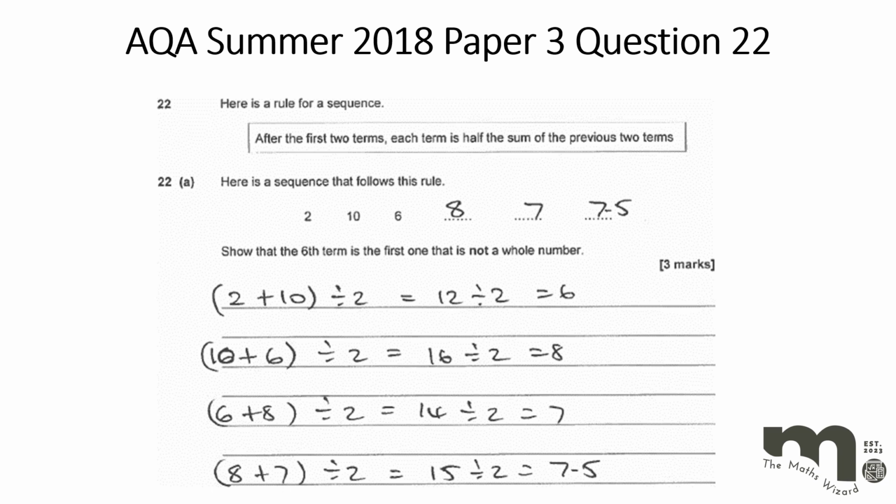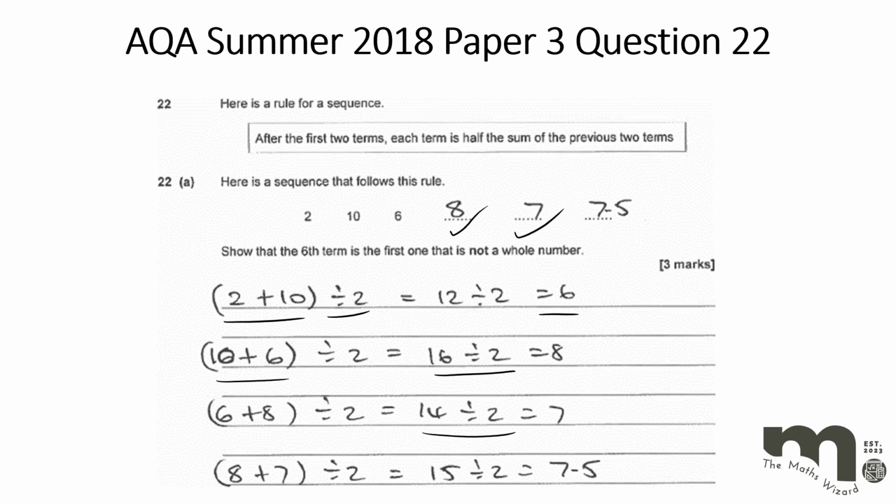If we have a look at what's happened here, for the third term we did 2 add 10, divided by 2, and we got 6. So that was already there. We then need to do 10 add 6, which is 16, and divide that by 2, which gets you 8 just here. Then we've got 6 add 8, which is 14, divided by 2, and that gives you 7 there.